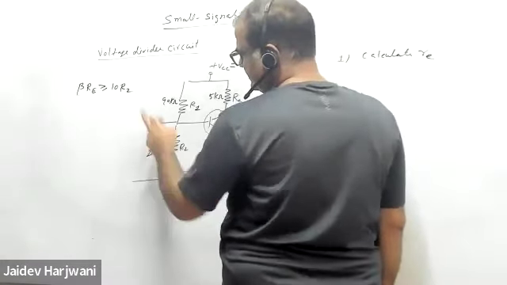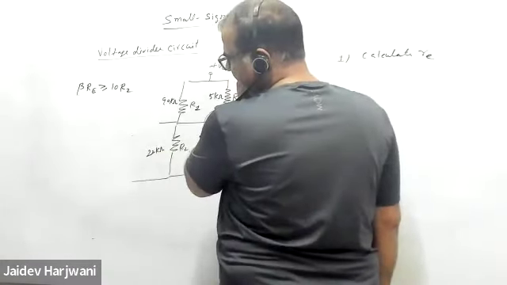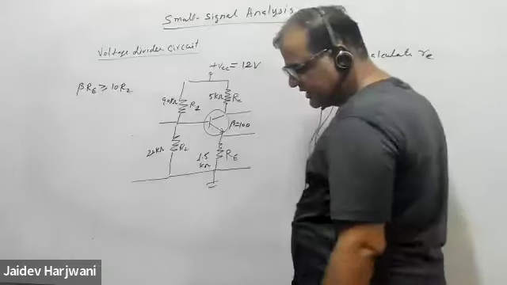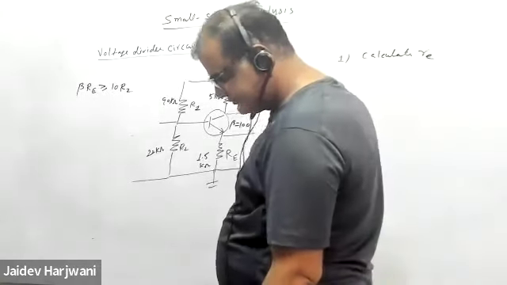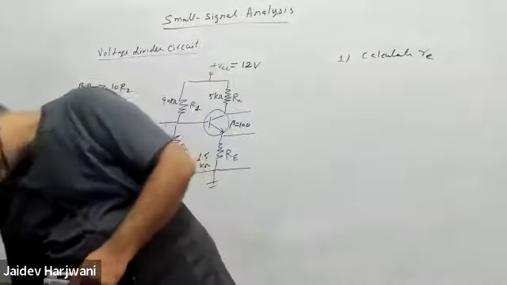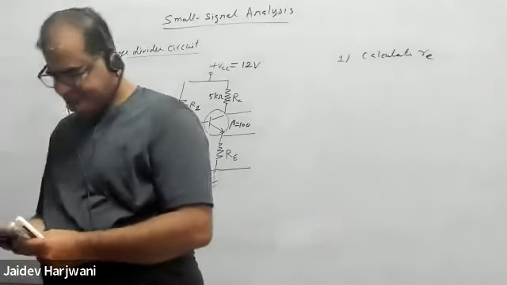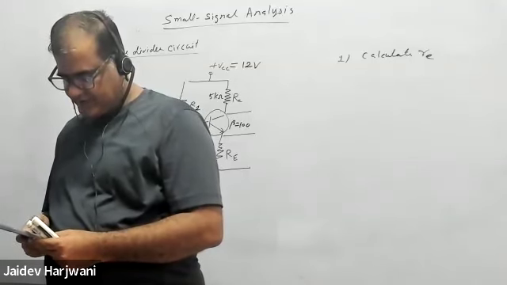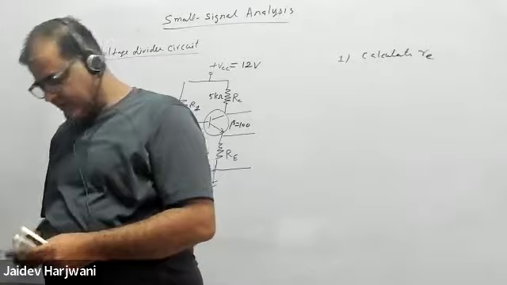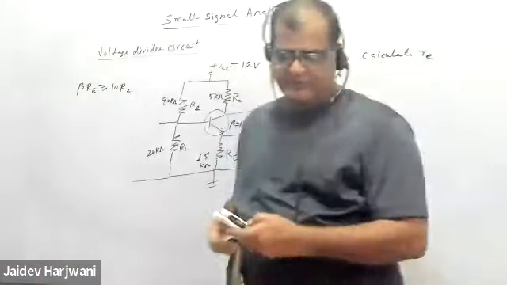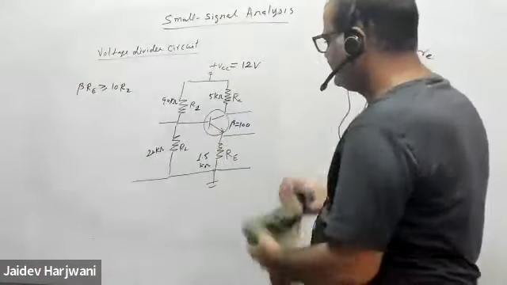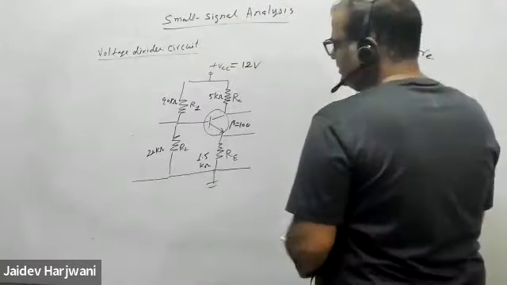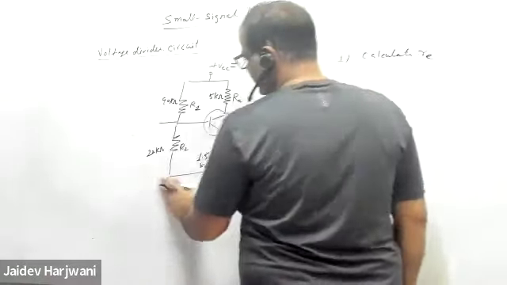So is beta RE greater than 10 R2, or is 10 R2 greater than beta RE? What is the condition of approximation? Tell me, Deepak. What is the condition? Tell me. Okay, whatever the condition, I am going to solve this with the approximation method. You can solve with the accurate method too. There will not be much change in the answer. So I want to solve with this approximation method.